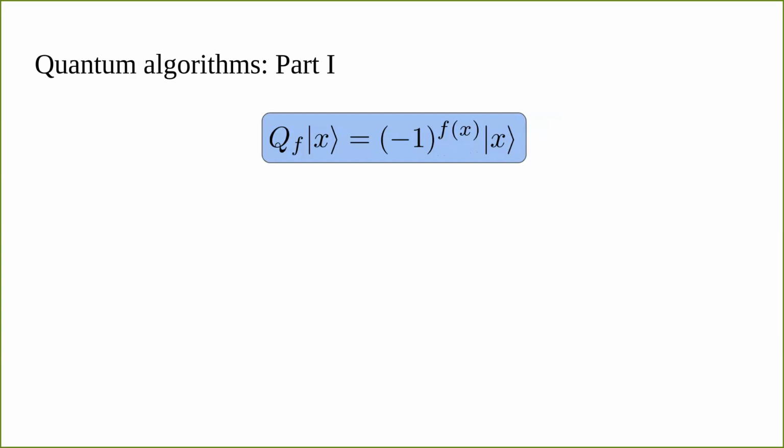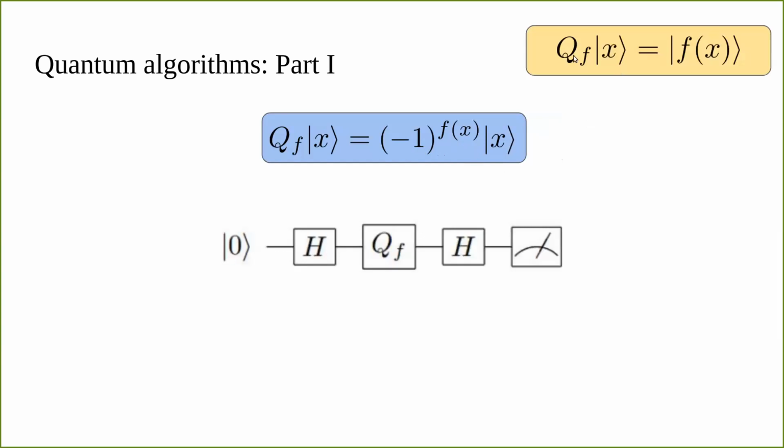If this looks a little suspicious or worries you, then I'll just mention briefly that this is the same as the above oracle, the above query, which might be a little bit more natural. So here Q sub f acting on x is just f of x. So maybe that's more natural to think about. These two are completely equivalent, though. There's a simple trick that you can do to take this query into this phase type query.